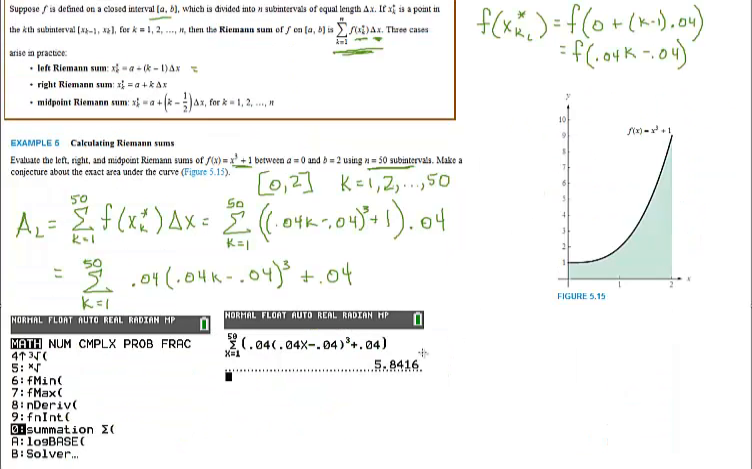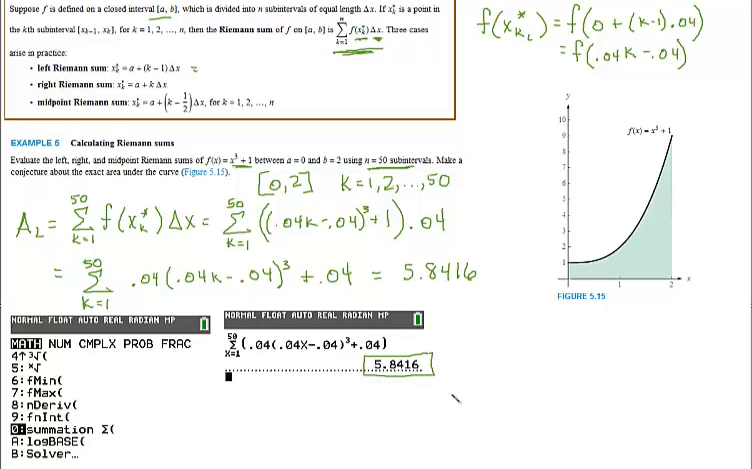Man, you see I plugged that into my calculator, and there's my area sitting right there. That is so nice. Look at that thing right there. I would say this equals 5.8416, and this is the area of the left Riemann sum. So I'm going to do this for the area of the right Riemann sum.